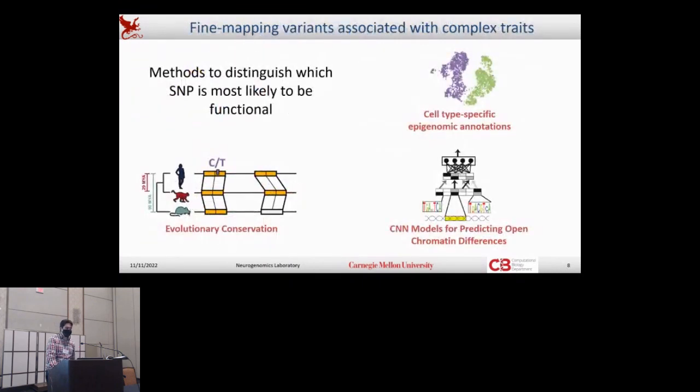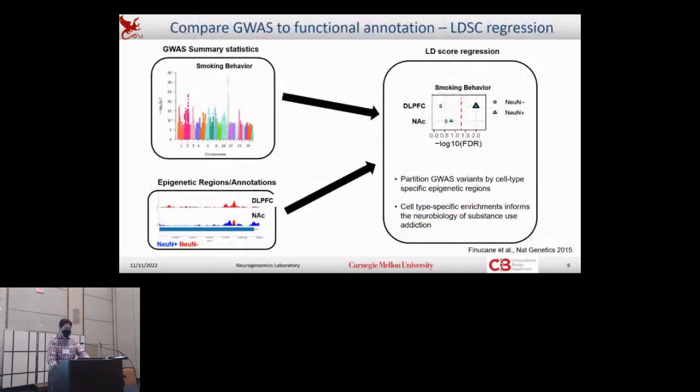All right, so one way that people do this is using evolutionary conservation, and that's where I'll start. And then I also mentioned that we compare the genome-wide association summary statistics to the epigenetic annotations using stratified LD score regression, a very standard technique in the field.